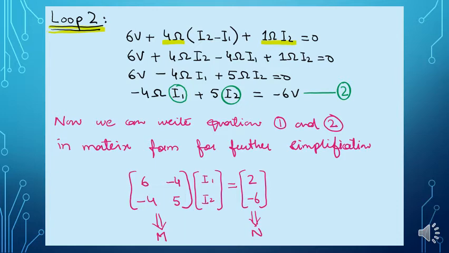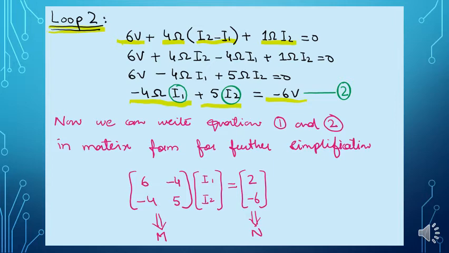So in this case, we will write I2 minus I1. And similarly, the 6 volt source, as it is opposite in polarity and the current is entering towards the positive terminal of the battery, we are assuming it as a positive voltage source. Now after simplification, our final equation is: minus 4 ohms into I1 plus 5 into I2 is equal to 6 volts. Now these are our two equations for two different loops.